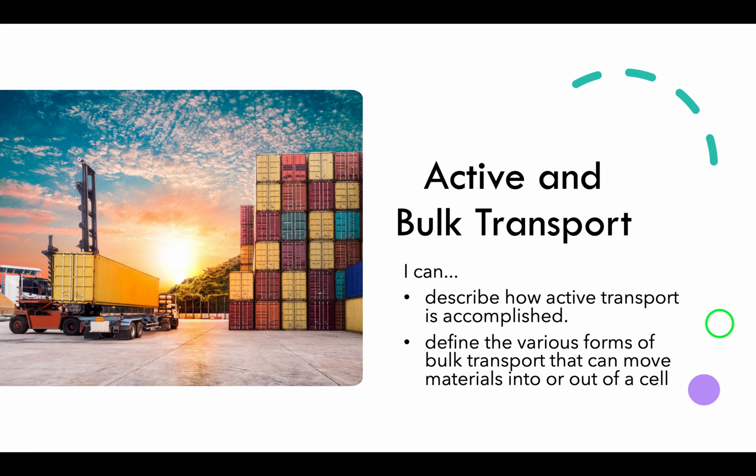Previously, we have learned about passive transport, which is the diffusion of a substance across a biological membrane down its concentration gradient. But what happens when a substance needs to be transported from an area of low to high concentration? Can a cell even do that? Such situations require what we call active transport. By the end of this video, you can describe how active transport is accomplished, and you can as well define the various forms of bulk transport that can move materials into or out of a cell.